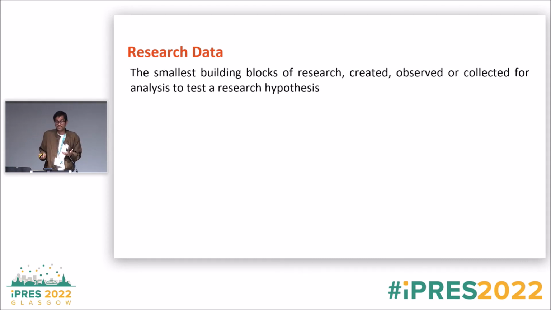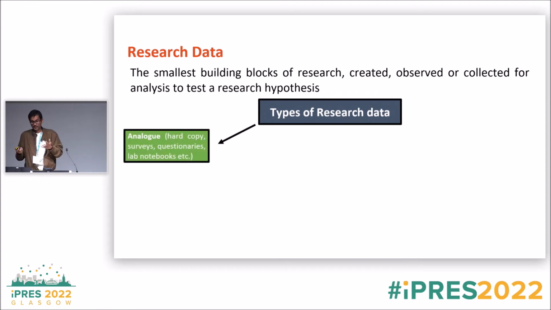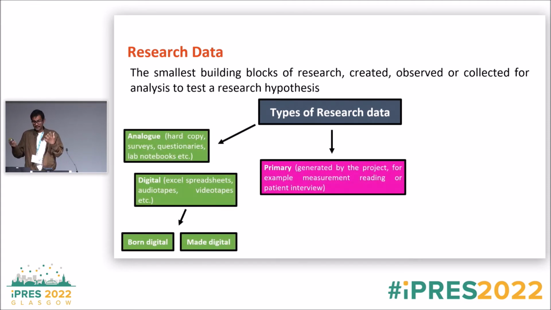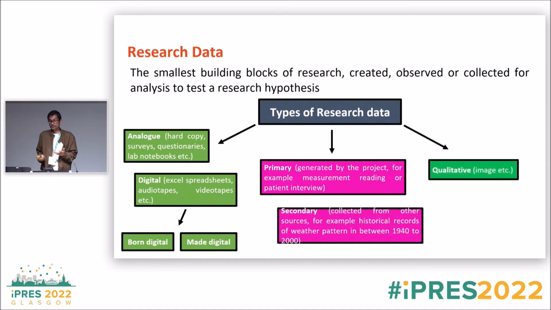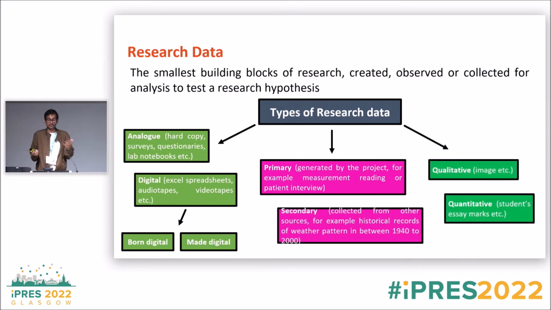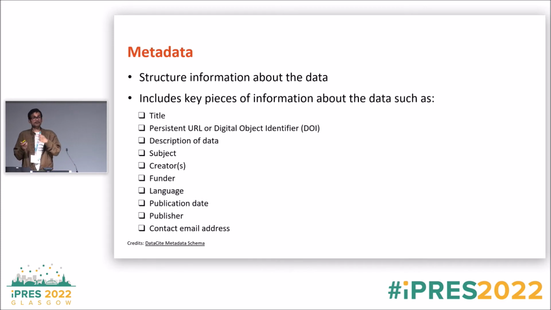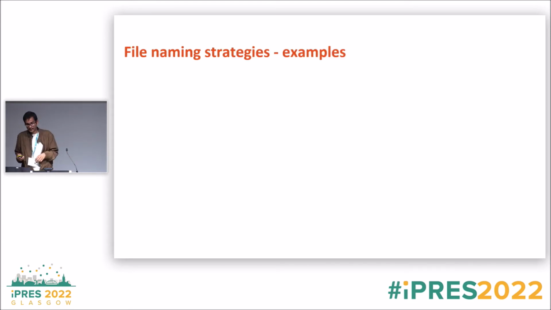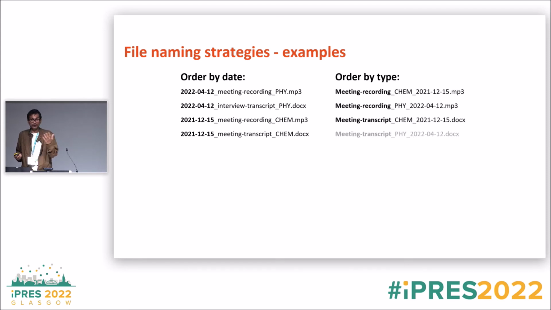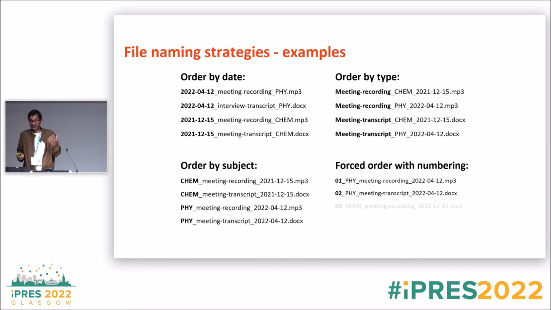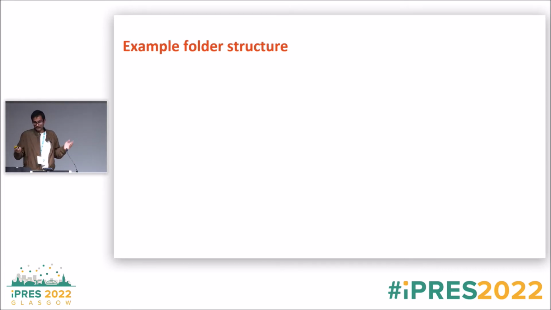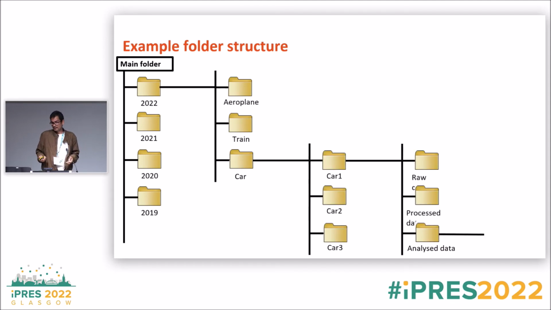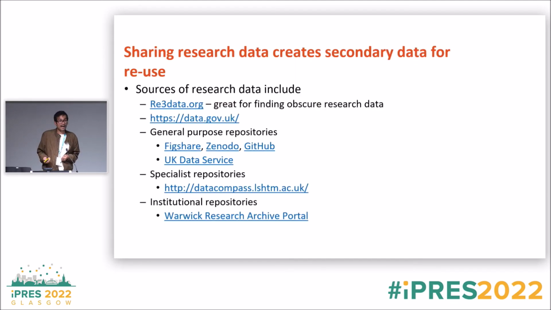So what could be the research data, the simple definition. It can be many things. It could be analog, it could be digital, it could be primary, it could be secondary, or it could be just an image, or it could be just quantitative. So very varied definitions. But also how metadata can look like, but again, disciplinary metadata could be much more. But this is more like a generic. Then file naming strategies, order by date. I'm not going much into detail about order by type, order by subject, order by forced numbering. Somebody just puts numbers and moves on. And a simple folder structure, and teaching about backups.